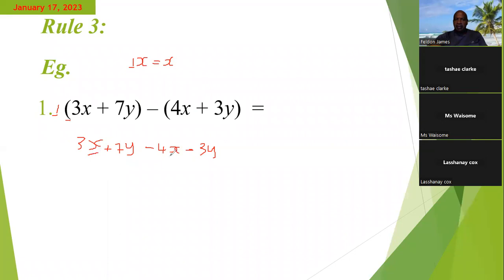same letters with the same powers, right? Or if you don't want to say the same letters, you can call them variables. Or if you don't want to say variables, you can call them unknowns, right? So whichever one you refer to means the same thing. Letters, unknowns, variables.